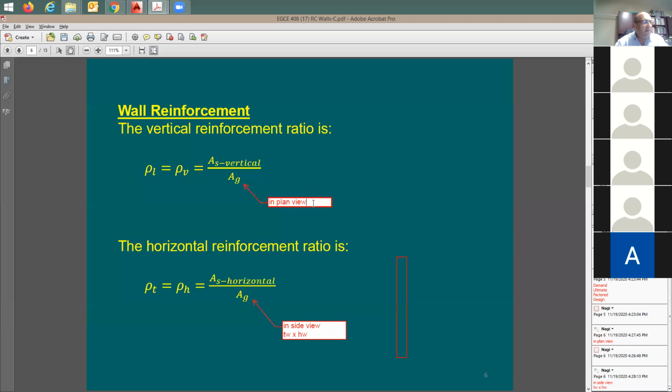How about here? What should I use? I'm going to say in plan view, this cross section area is going to be equal to T wall multiplied by the length of the wall. Because you're looking down at the wall, right?